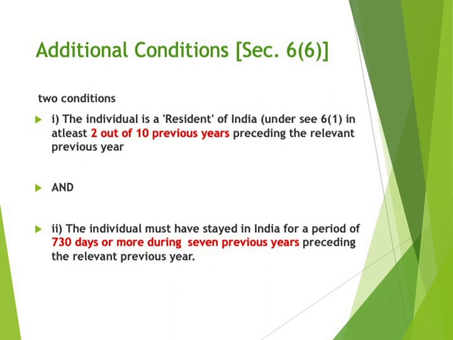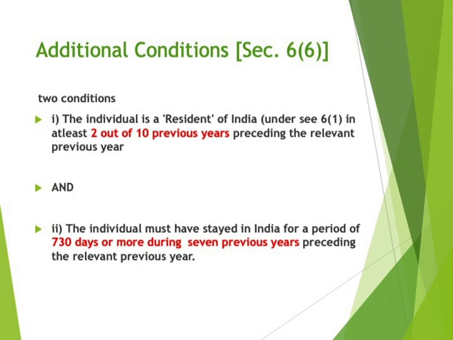Now, let us look at the second additional condition. The individual must have stayed in India for a period of 730 days or more during the 7 previous years. So, the first additional condition is 2 years out of 10 years, and the second is 730 days out of 7 years.